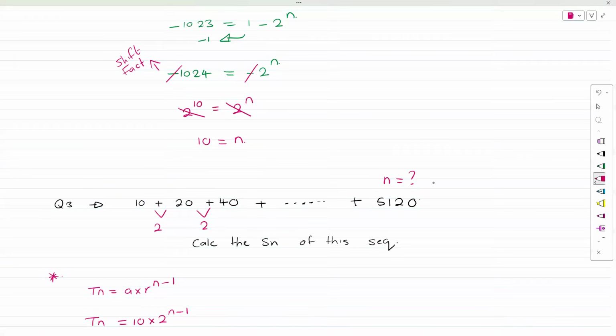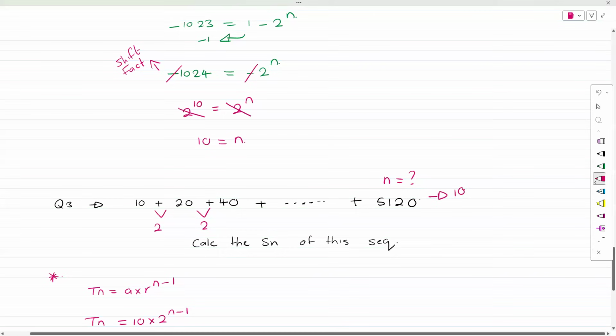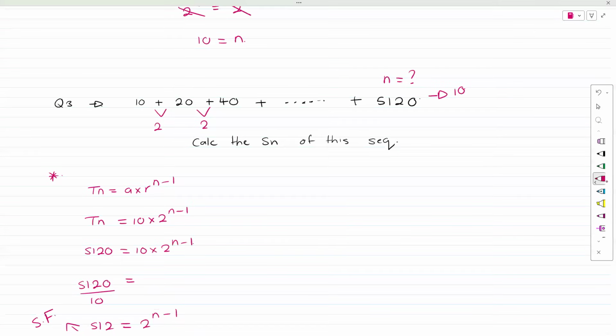Now, the fact that I know this is term 10, and the pattern ends at 10, basically part 2 is quite simple. Part 2 is Sn equals a into 1 minus r to the power of n all over 1 minus r. A equals 10 into 1 minus 2 to the power of 10 all over 1 minus 2. And again, you and I should be able to solve this.